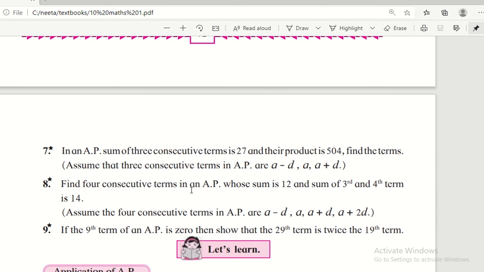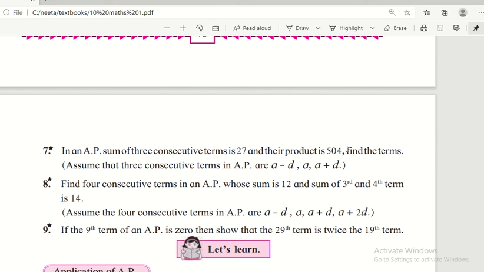See, this sum is also like the previous sum. यहाँ पे क्या दिया था कि हमें 3 consecutive terms का sum जो दिया है 27, और यहाँ पे क्या दिया है, find the 4 consecutive terms in an AP whose sum is 12, यानी 4 terms का sum जो है 12 है, and sum of third and fourth term is 14.